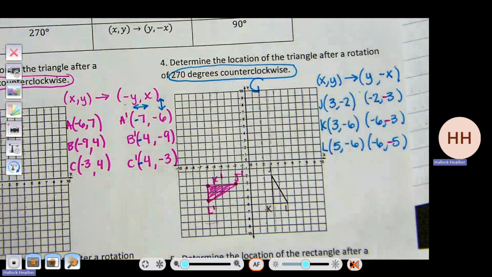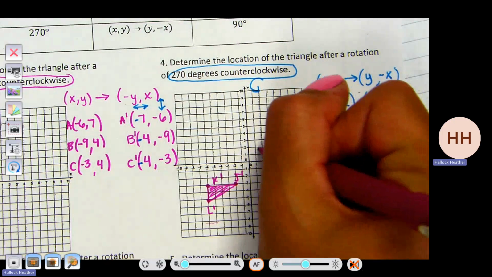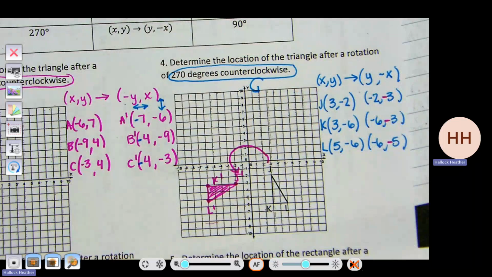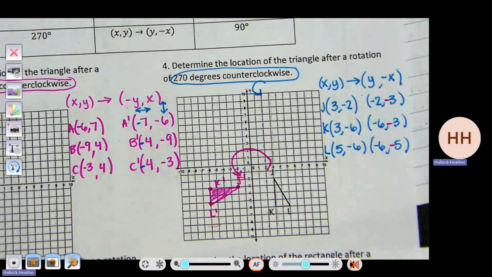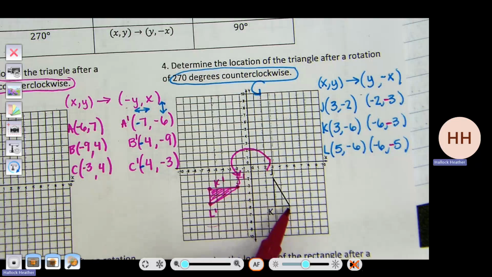So it is not the same as a reflection, because you have to think this thing is spinning around the origin. It's moving 3 quadrants from where it started. 360 would take it all the way back to the beginning. J started the closest. J is still the closest. L is the furthest. L is still the furthest.